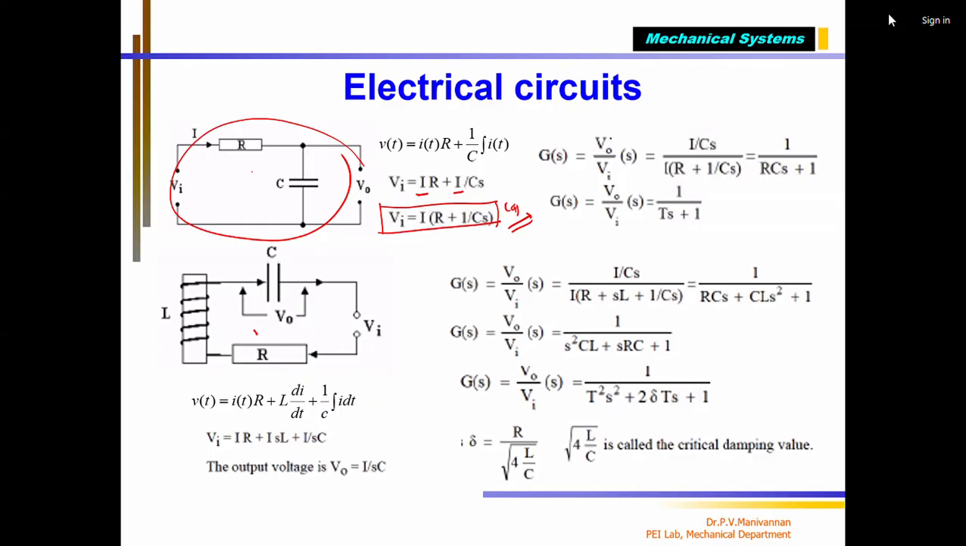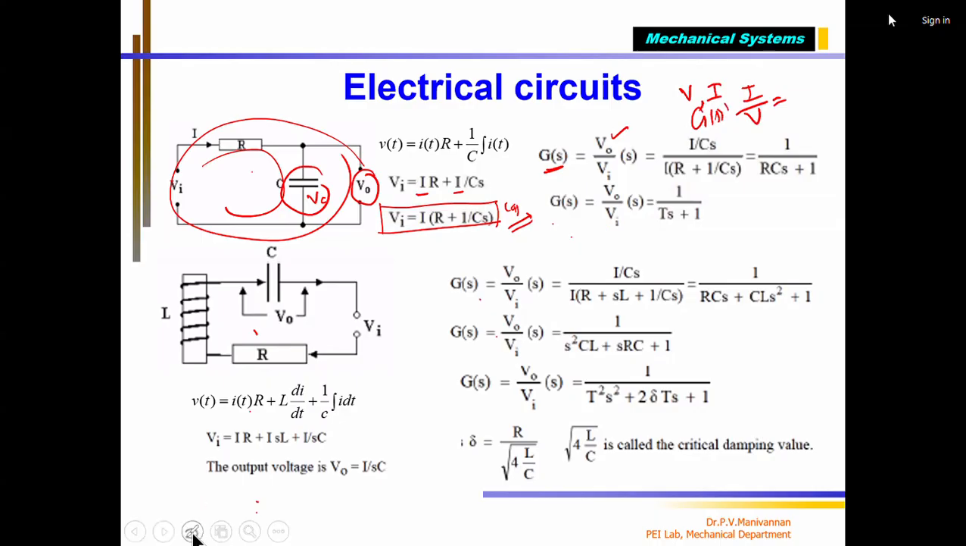That is nothing but output divided by input. G(s), the transfer function or gain of the system, is nothing but output divided by input. What is the output? This V naught, correct? V naught is nothing but voltage across this capacitor. This voltage only we are taking as output. So this voltage divided by this voltage. We can write two equations. V is the input, I is the output for the entire circuit. I can write the equation I by V also. That is my G(s).